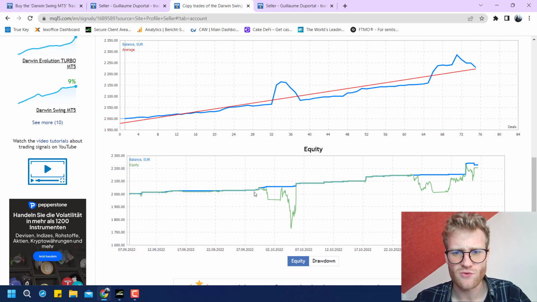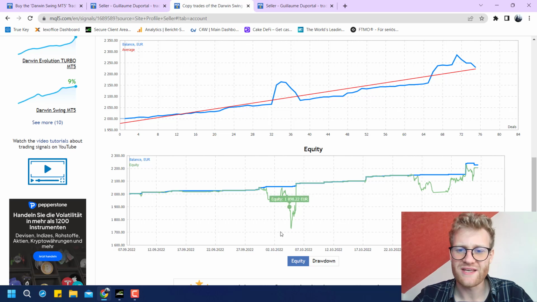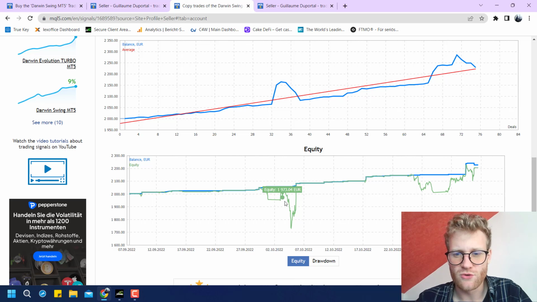Also, if we have a look at the equity here, and if we see something like this, where the equity is way below the balance, this is usually something you should have a look at, because you will have to figure out why this happens. This can be the result of some kind of martingale grid system, or some programs just leave their position open until they are profitable again. So these are all reasons that might cause the big difference between the equity and the balance. And this is something you really want to have a look at.